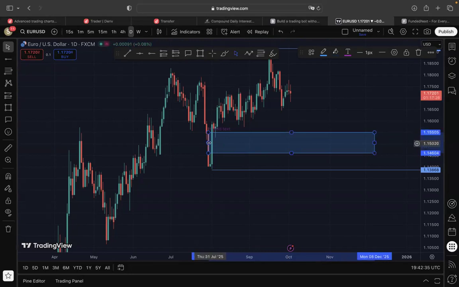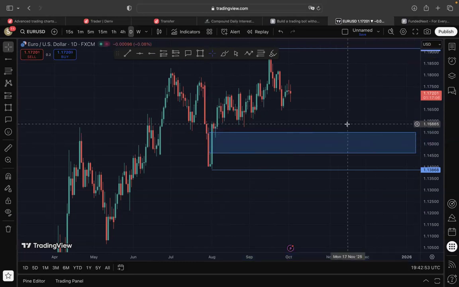It has to fill 50%. So you have to get to at least this level. If it did not fill at least 50% of it, it does not fill it, right? So this becomes my point of interest.